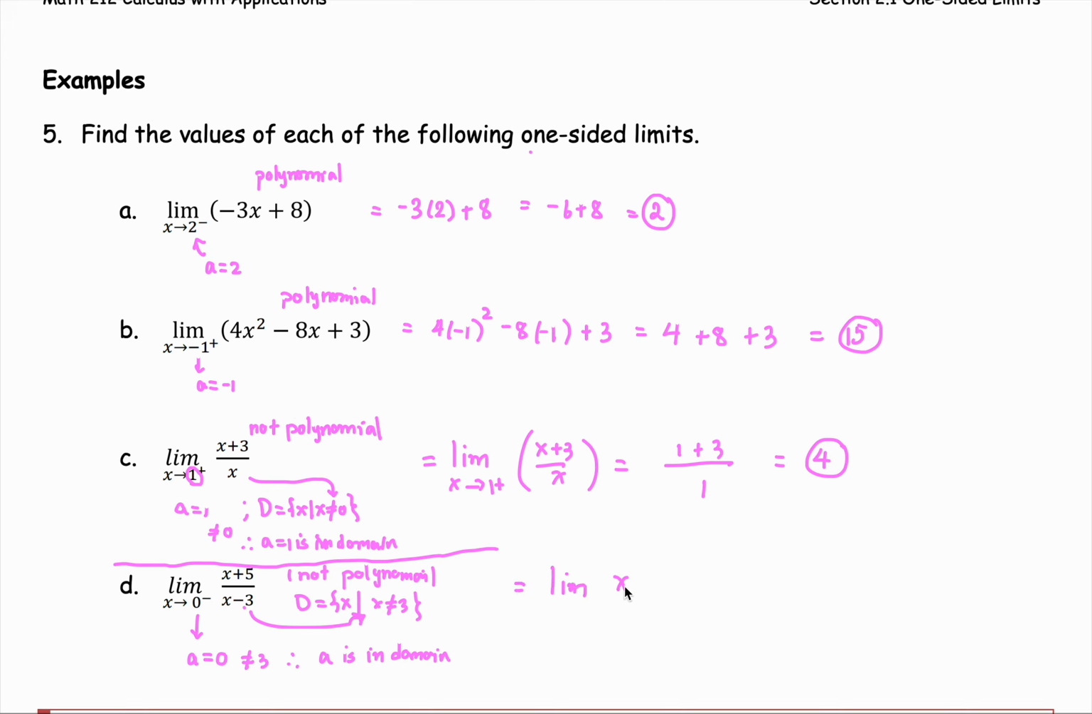So the limit of x plus 5 divided by x minus 3 as x approaches 0 from the negative side, or the left-hand limit, is going to be the same as when you replace the x with 0. That's the a value there. So 0 plus 5 divided by 0 minus 3. The answer is negative 5 over 3. That's the answer for part D, or the left-hand limit of this function as x approaches 0.